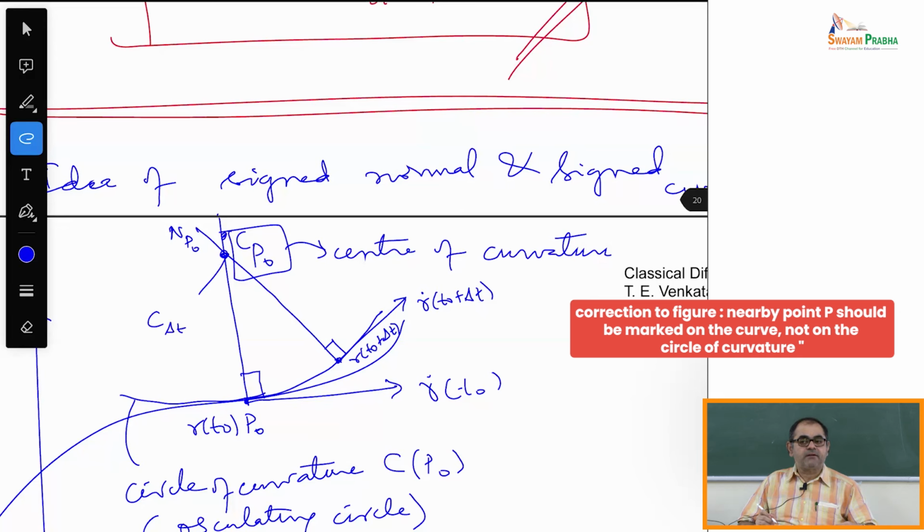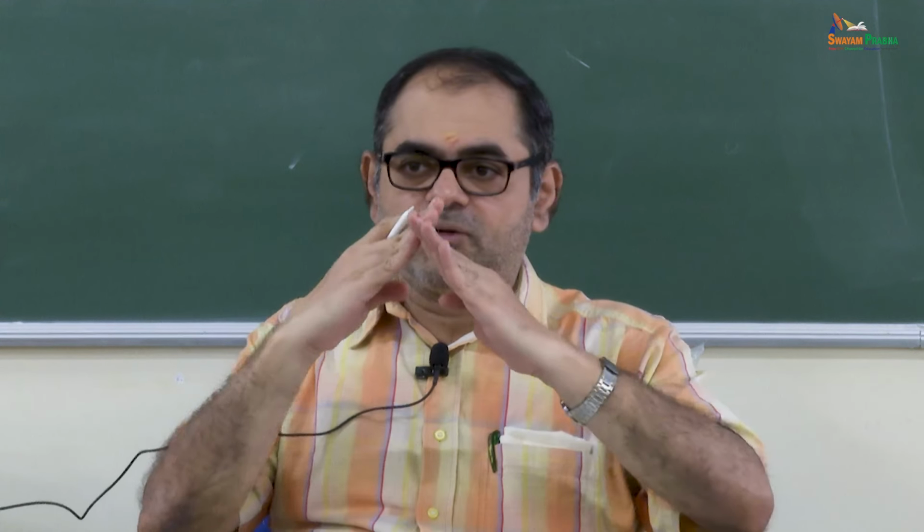This point depended on delta t. As delta t goes to 0, the nearby point P, which is a function of delta t, approaches P naught. Then the intersection point of these two normals goes and hits the center of curvature. Of course, it could have gone to infinity, because both normals are becoming the same, and you might have imagined that it would go away, but it doesn't. It actually goes to a finite point, and that is the center of curvature.